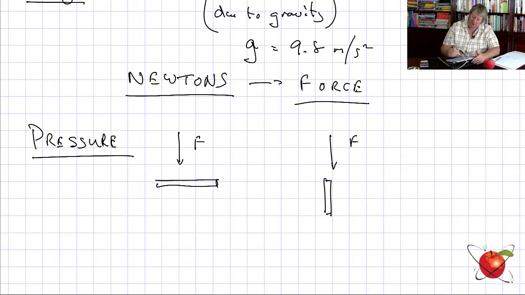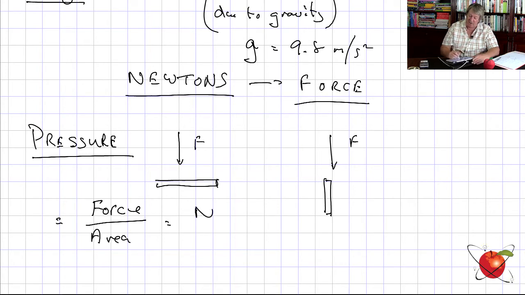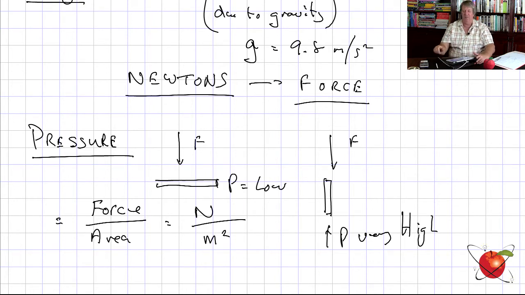The pressure is greater. Pressure is defined as force divided by area. And force is in newtons, area is in square meters. So can you see here, the P is going to be very high. And here, P is low, right?